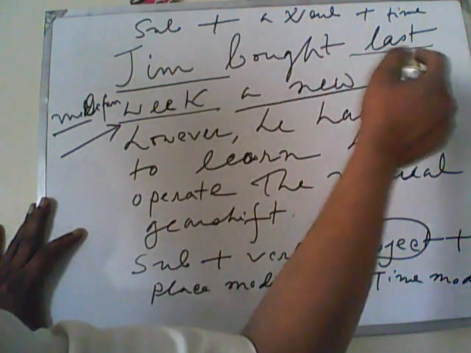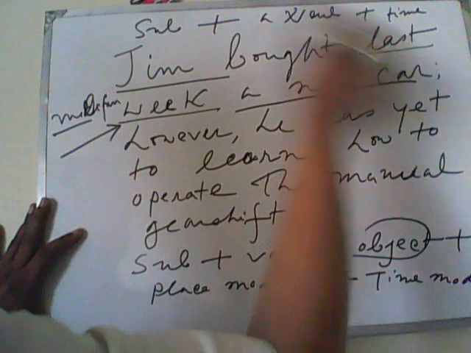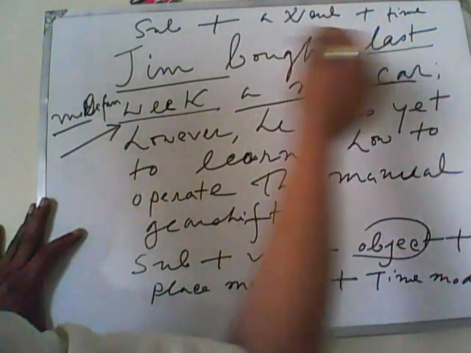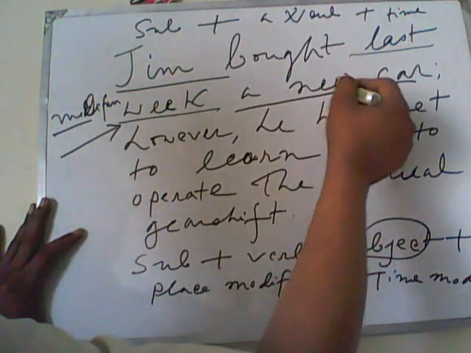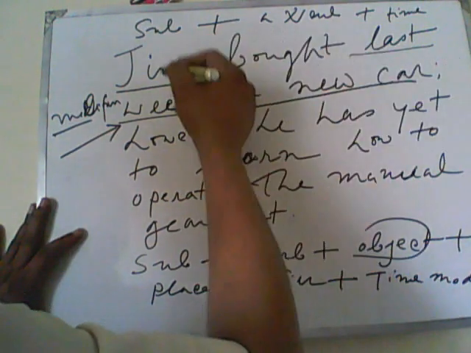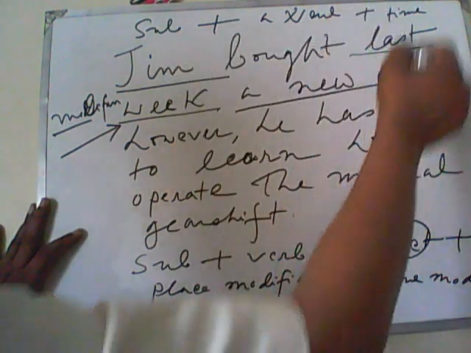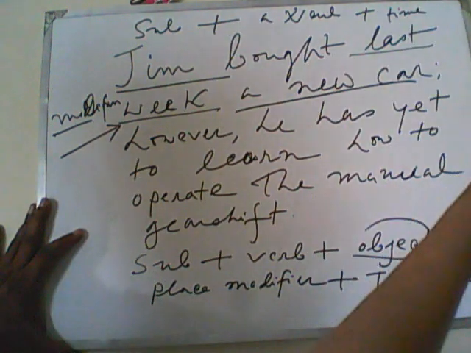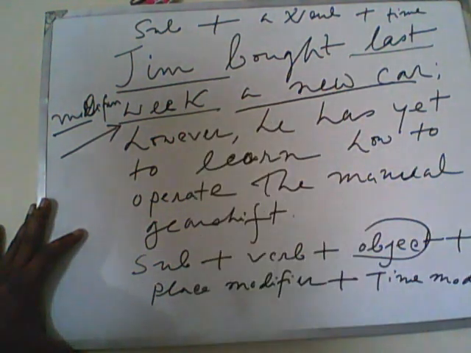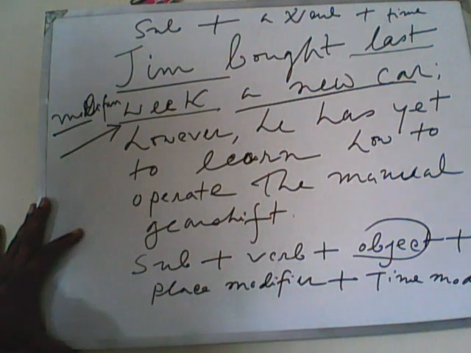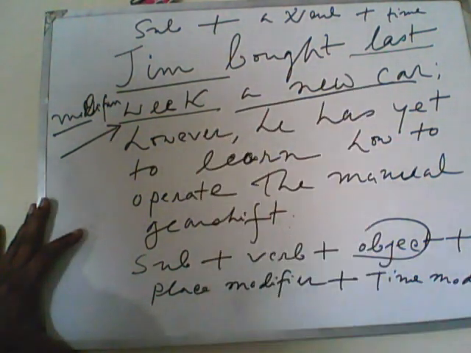Jim bought a new car last week. You should just reverse this. Jim bought last week a new car. Jim bought a new car last week. It is the correct function. So you can change it. So you understand? It is just how to put the right word in the right place. Somewhere it is subject, verb, and object, and somewhere place modifier or time modifier. Just stick with me, and I am going to show you more and more.